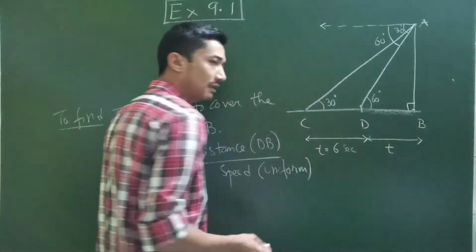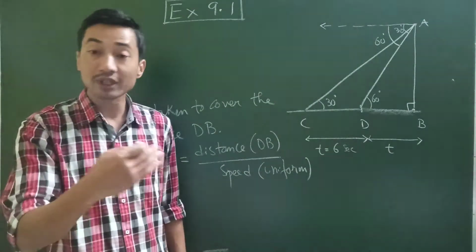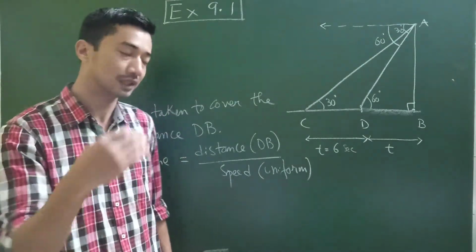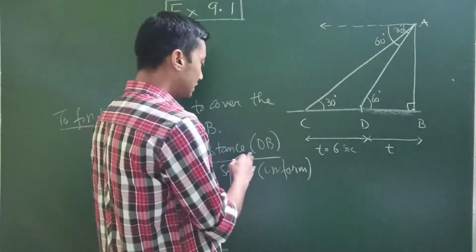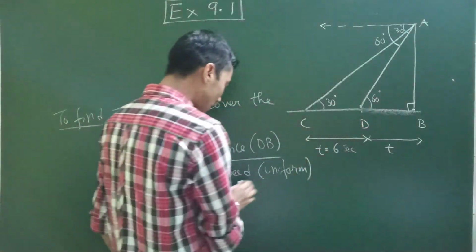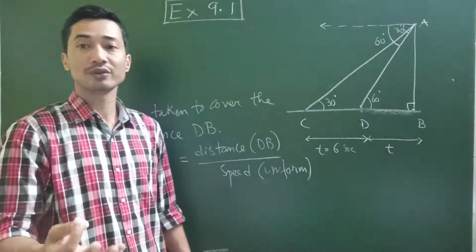We may not be having very accurate numerical values like other questions, but definitely don't worry, it's a very interesting question. So distance DB we have to find out. We also have to find out the speed. From where are we going to find out the speed?